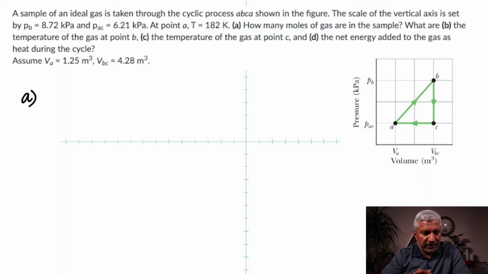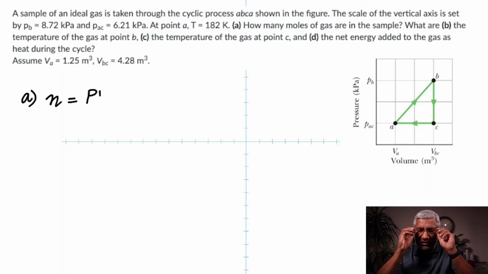And it says the scale of the vertical axis is set by PB is 8.72 kilopascals and PAC is 6.21 kilopascals. You see those 2 points? Pressures are given. And at point A, the temperature is 182 Kelvin. First part, we've already done how many moles of gas are in the sample. Then what are the temperatures of the gas at point B, the temperature at point C, and the net energy added to the gas as heat. Assume the initial volume at A is 1.25 meter cube and the volume BC is 4.28. So, not so tough. Here we go.